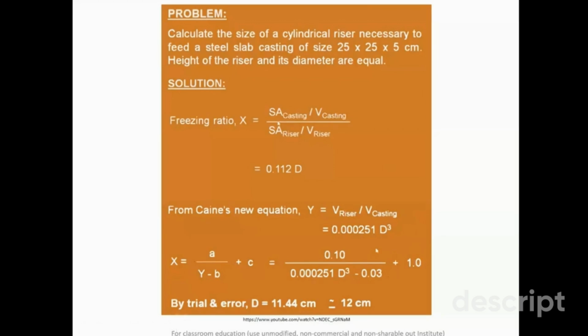Now, equating these two equations, this is a very complex equation, so by trial and error it was observed that both sides get equated if you put D equals 11.44 centimeters, which is approximately 12 centimeters. This was a method to calculate the size of the riser.